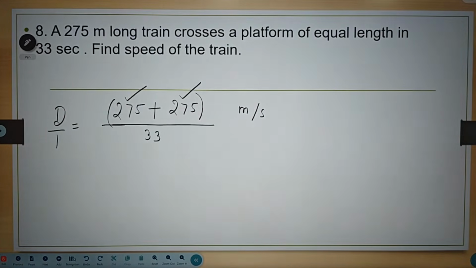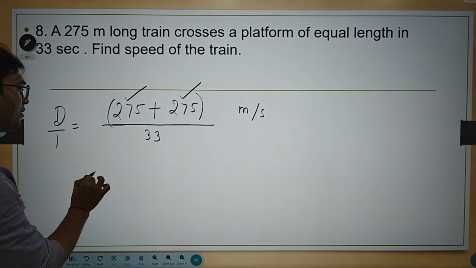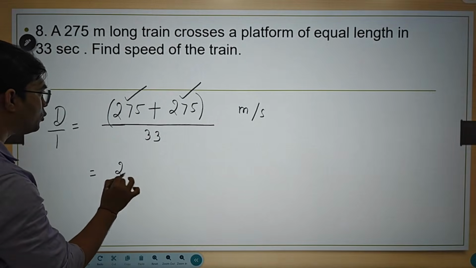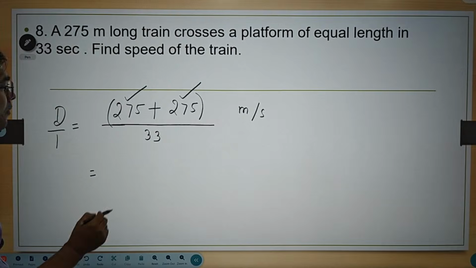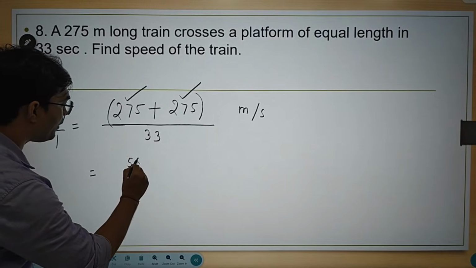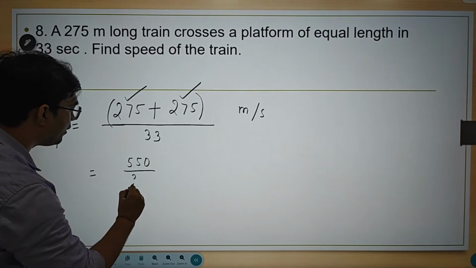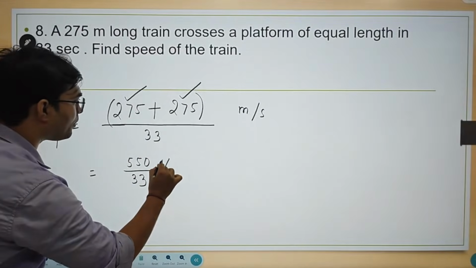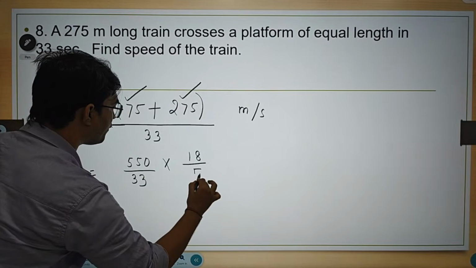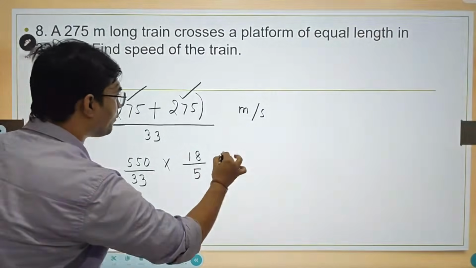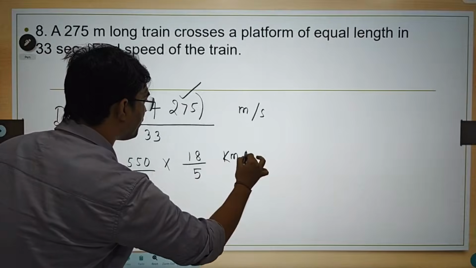Suppose the answer is given in the form of kilometer per hour. How will I convert this into kilometer per hour? 275 plus 275, how much? 400 plus 150, I think this is 550 by 33. Convert in the form of kilometer per hour, so multiply by 18 by 5. This value will be in the form of how much? Kilometer per hour.